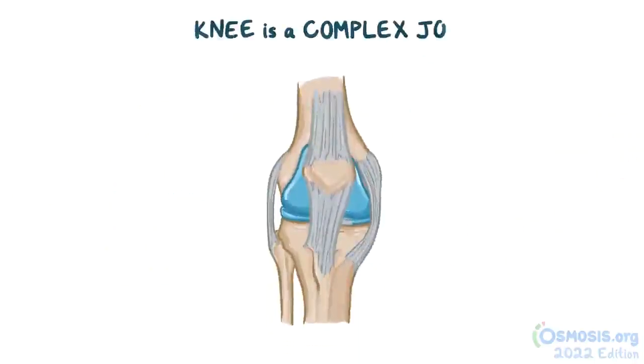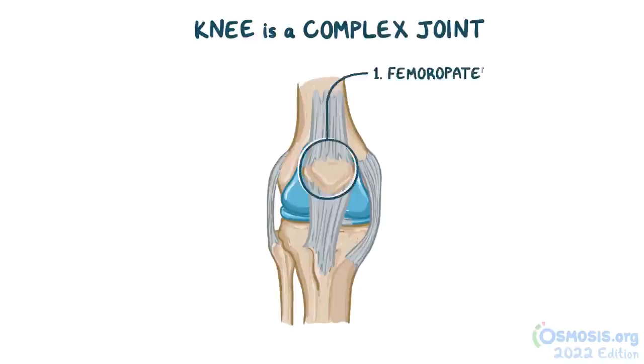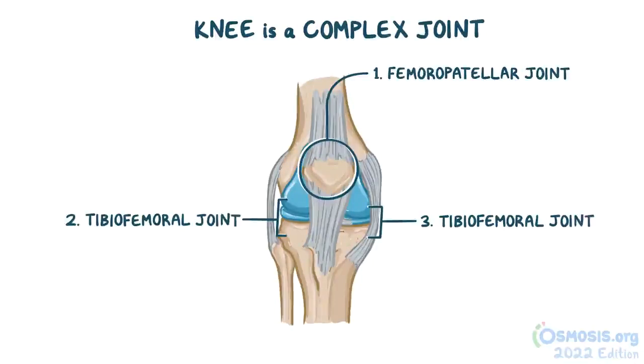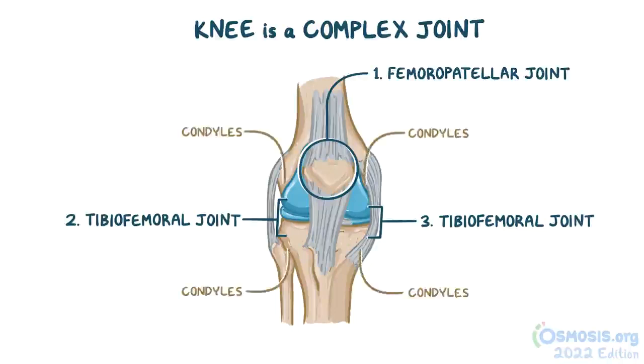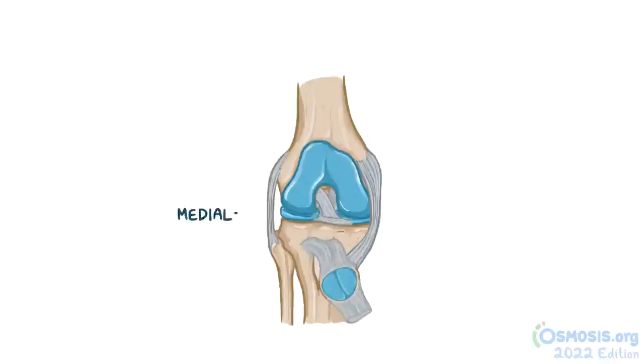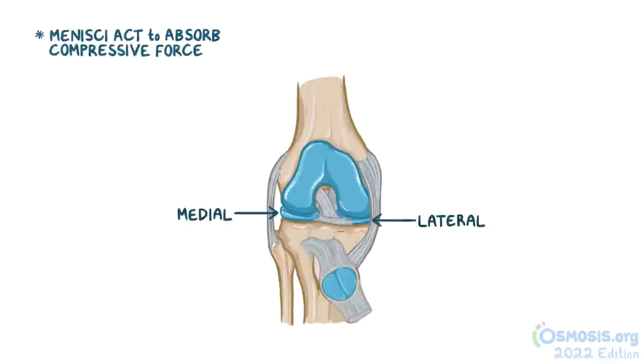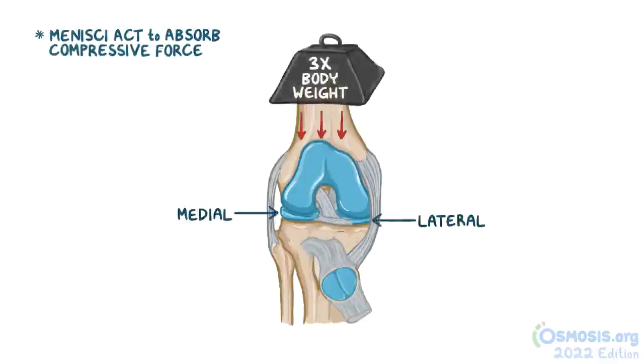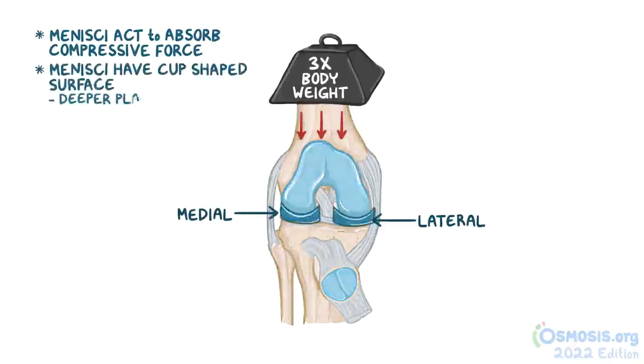The knee is a complex joint. Actually, it's a combination of three joints. These are the femoropatellar joints, between the femur and patella, and the two tibiofemoral joints, which are formed by the bony prominences also called the condyles of the tibia and femur. Between the femoral and tibial condyles, there are the medial and lateral menisci. The menisci act to absorb compressive force, which can reach up to 3 times the body weight while walking. In addition, the menisci have a cup-shaped surface which provides a deeper place for the condyles to fit in, improving joint stability.